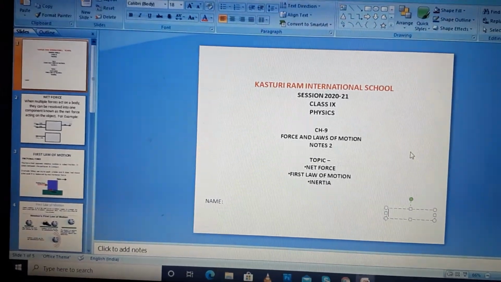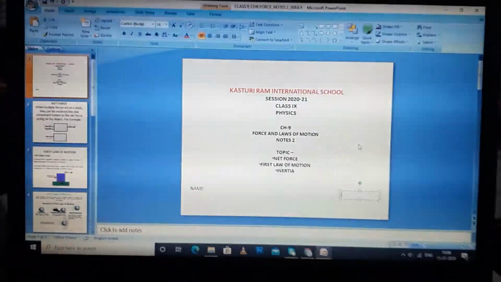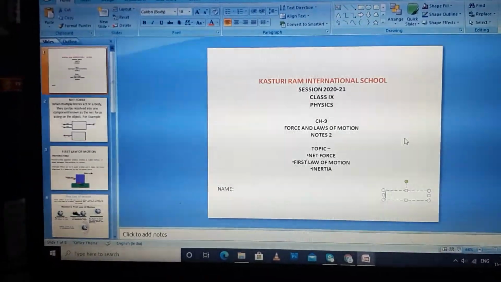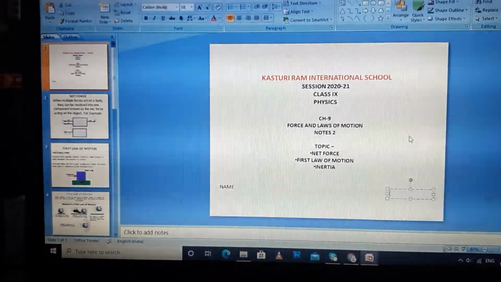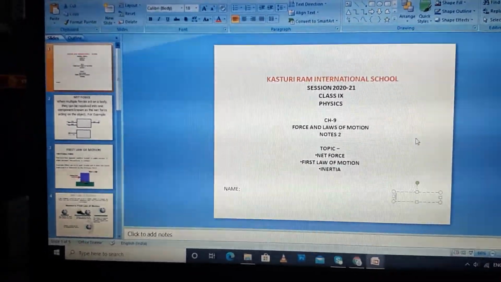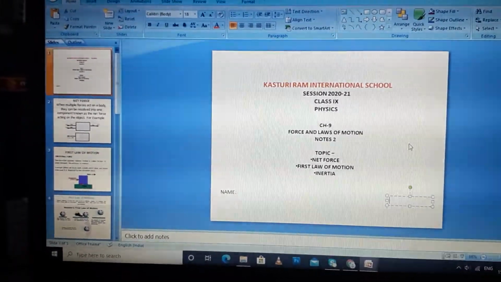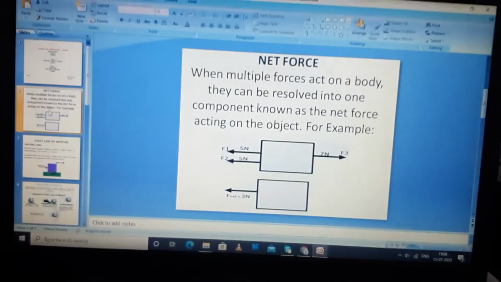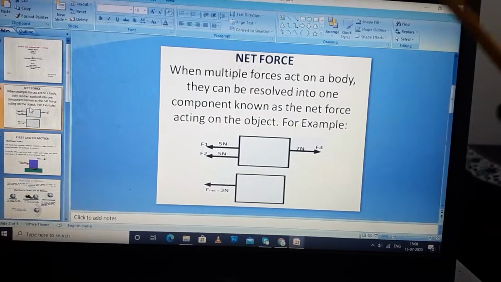Good morning, Kasturians. Today we are going to study net force and the first law of motion and inertia from the chapter Force and Laws of Motion. We have already discussed what is force and types of force. So let's study what is net force.